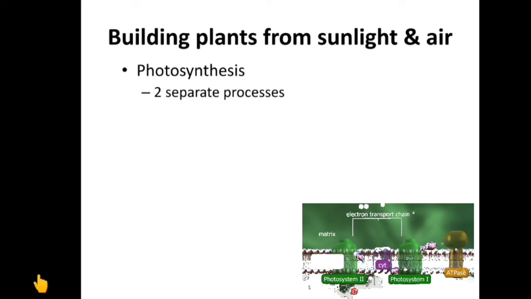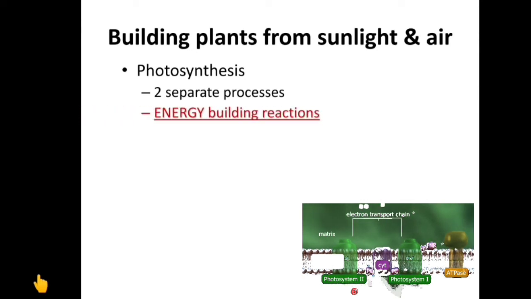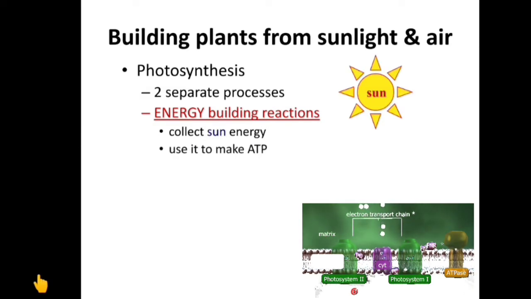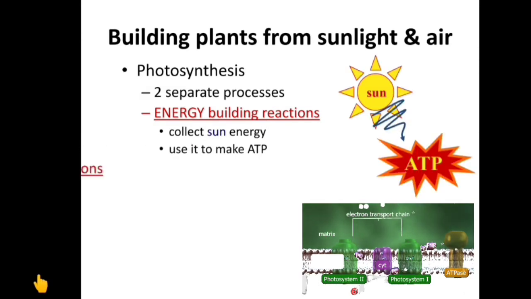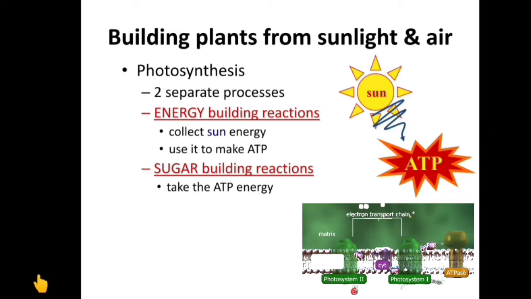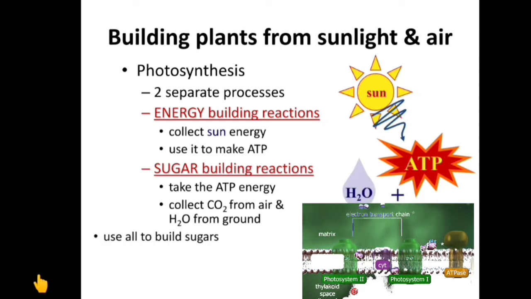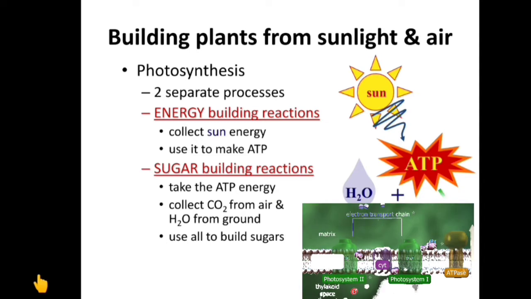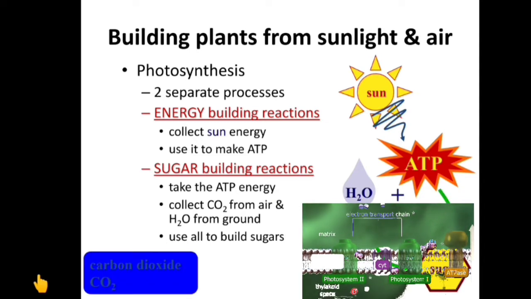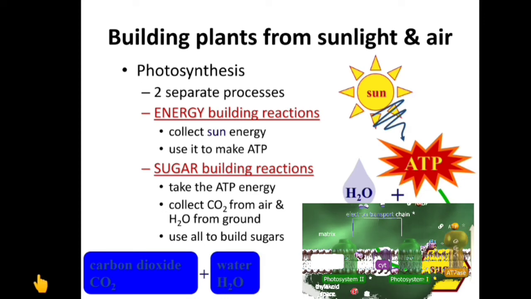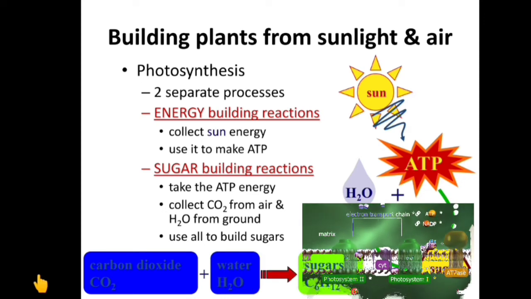There are two separate processes which include photosynthesis. Energy building reactions collect sun energy and use it to make ATP. Sugar building reactions take the ATP energy, collect CO2 from air and H2O from ground, and use all of it to build sugars. Here, carbon dioxide plus water gives sugar.